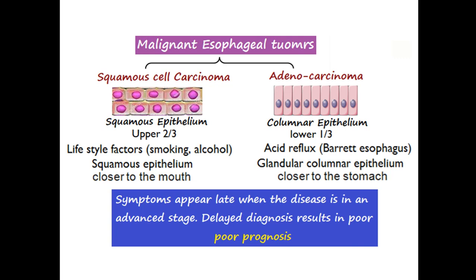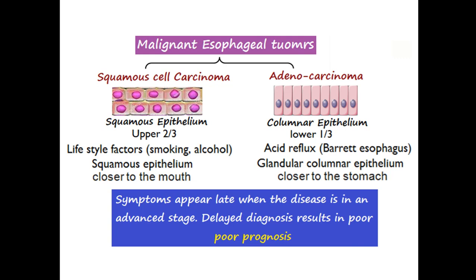On the other hand, the two major causes of adenocarcinoma are GERD, gastroesophageal reflux disorder, and Barrett esophagus, in which squamous to columnar metaplasia occurs. Now here is a point that I want to mention: in any stomach cancer, the symptoms appear very late.